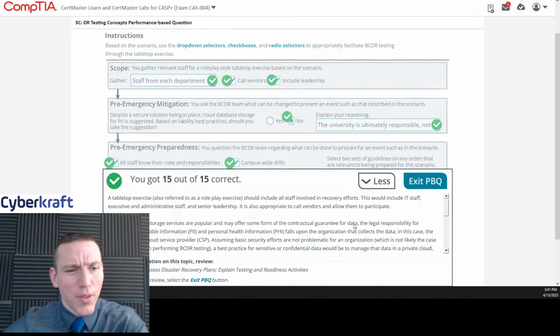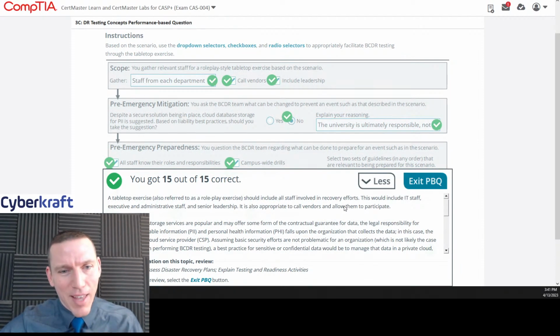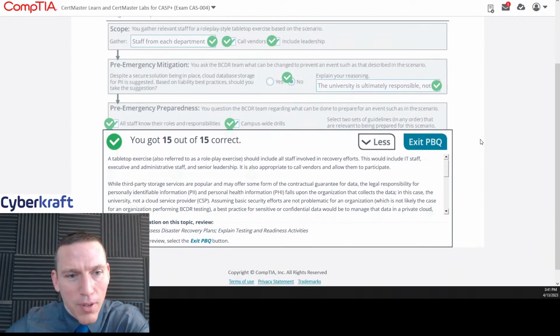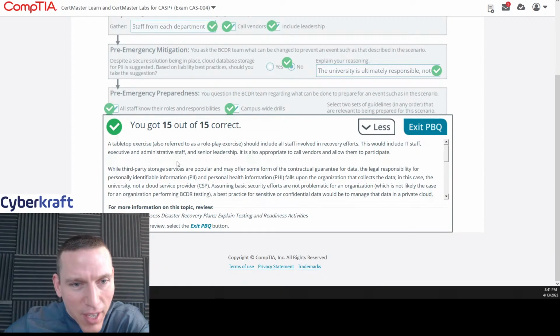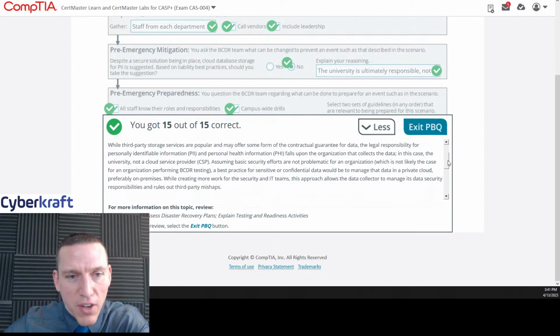Okay. All right, so this is one of these that looks really tough, but that wasn't that hard. But again, it wasted a lot of time. So this is a really time-consuming one that you kind of have to think through. Kind of interested to see what their rationale for this is. We know that a tabletop exercise should include IT staff and vendors and leadership. I want to see what they're talking about with PII.